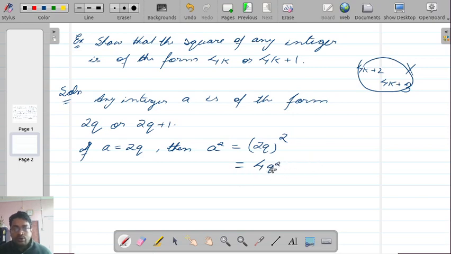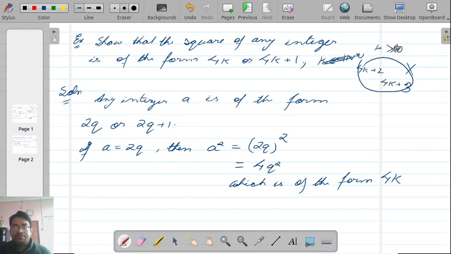So 4 into q square, where q square is an integer, is of the form 4k, which is 4 into some integer. Here let me write 4k or 4k plus 1, where k is an integer. K is actually a natural number union 0, say, so k is greater than or equal to 0, right? Square cannot be negative, so of course it can be 0, so k can be 0. So it is of the form 4k, 4 into some integer k.